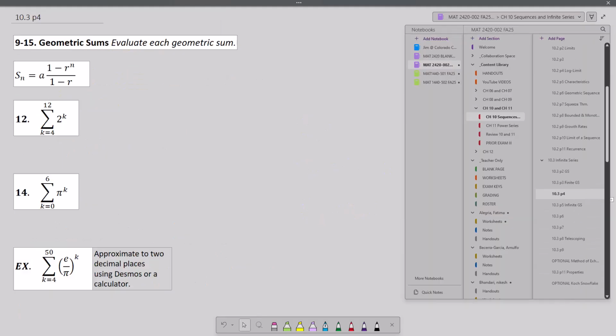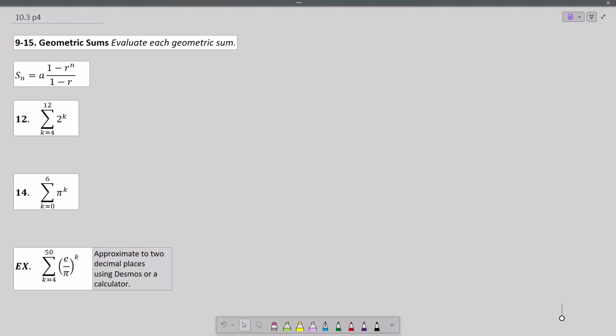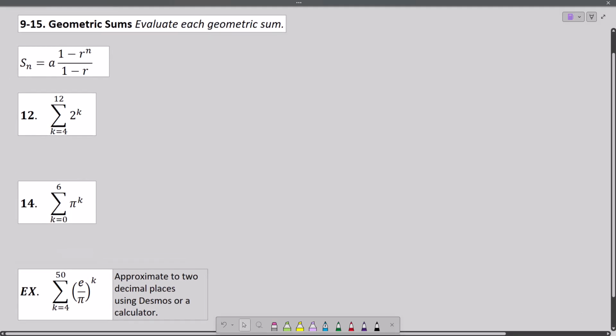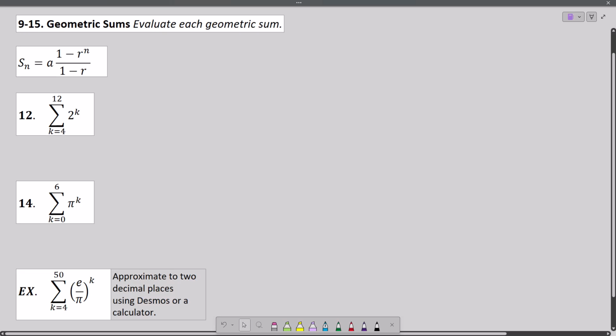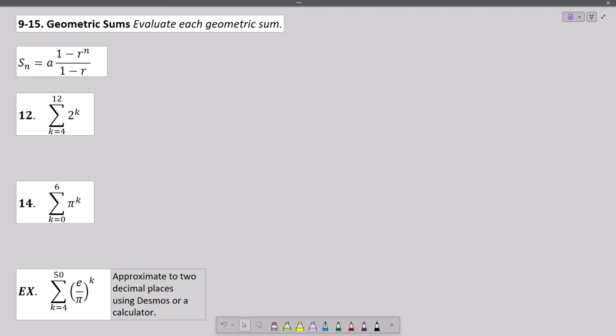All right, so with this example here, S sub n can be used to find the sum of a finite series. So these are clearly finite because they don't go to infinity. All three of these are finite. Can you tell me how many terms are in that first one, number 12? How many terms are in there?